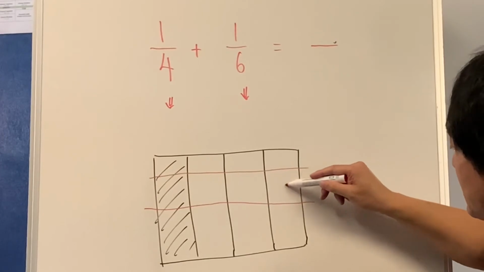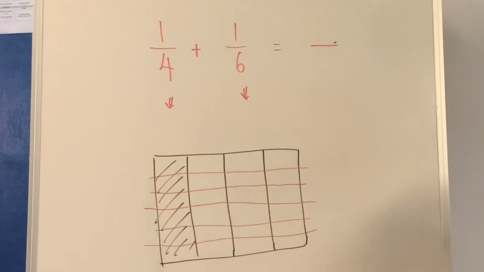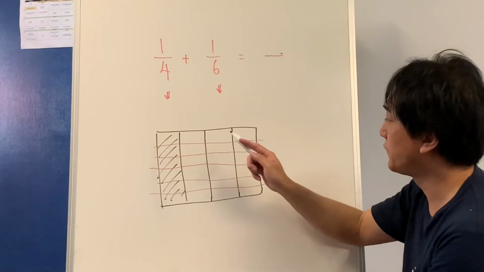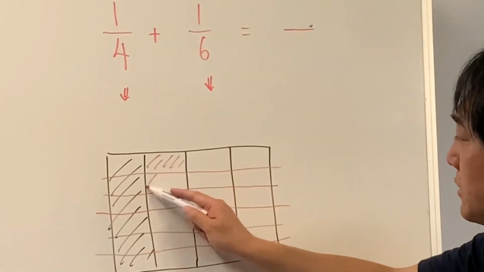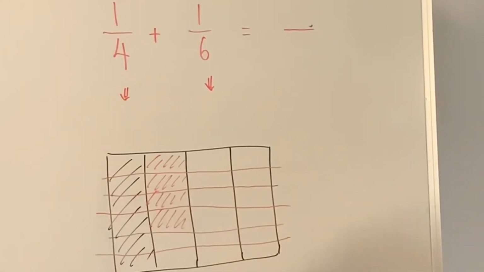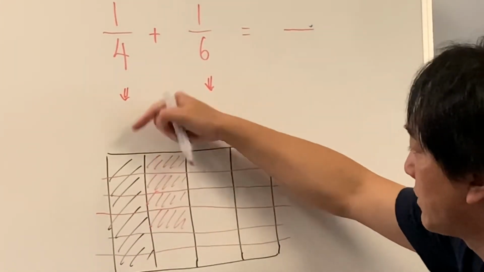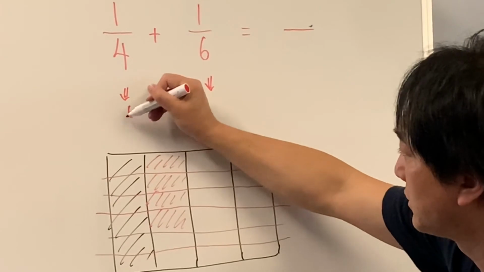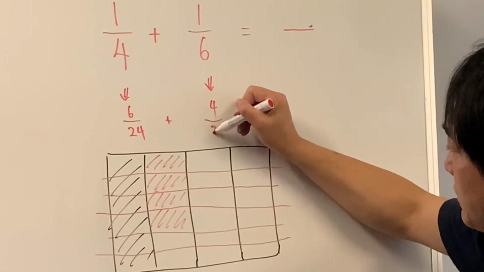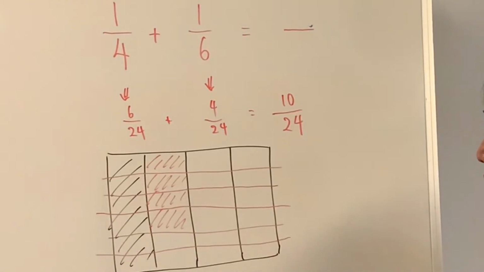Half, that's 3 rows, 4, 5, 6 rows. Now I need 1/6, which is a whole row. That means I have to take 4 little pieces. So I'll take 1, 2, 3, 4. That's equivalent to 1/6. So it looks like I take 1, 2, 3, 4, 5, 6, 6 24ths and 4 24ths, and it equals 10 24ths. That looks like a good answer.